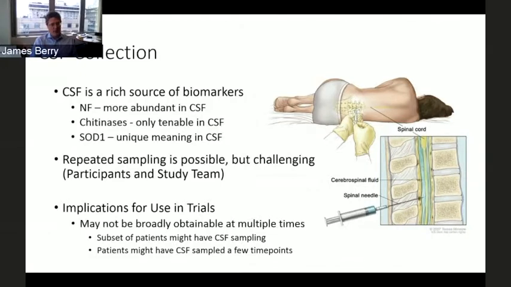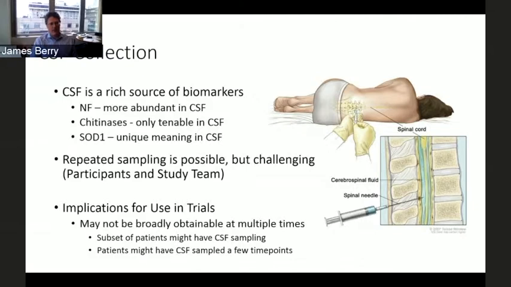SOD1, a very common protein in the body, has a unique meaning in cerebrospinal fluid in certain cases. There is SOD1 mutation that can cause ALS, or actually a number of mutations in SOD1 that can cause ALS. And in SOD1 ALS, SOD1 protein in the CSF may take on a particular meaning as a pharmacodynamic marker, not peripheral SOD1. Repeated sampling of the CSF is possible but challenging.